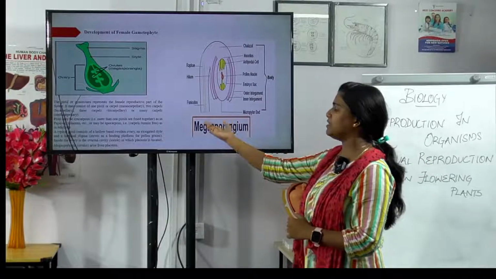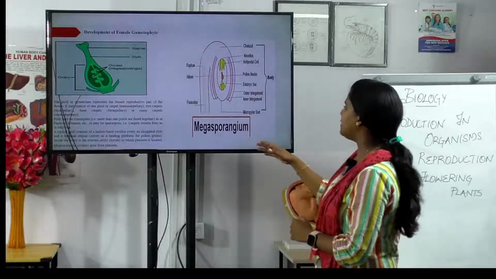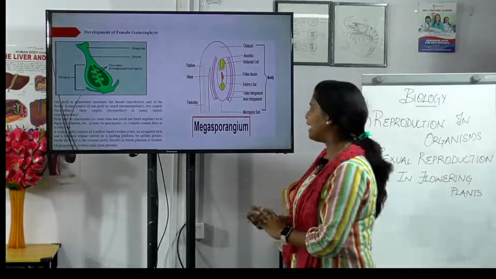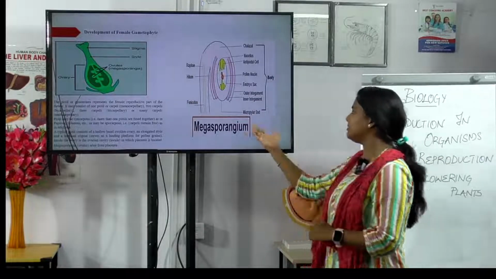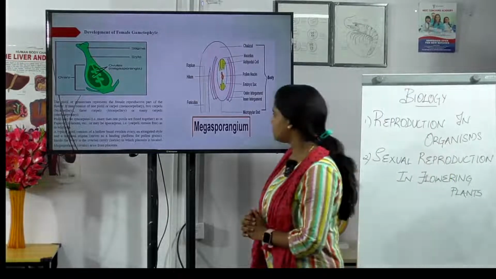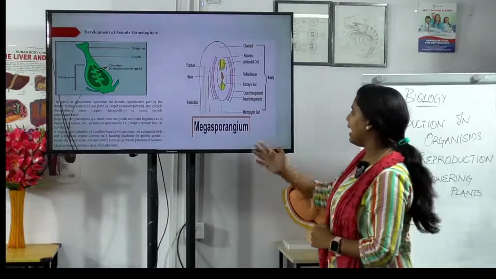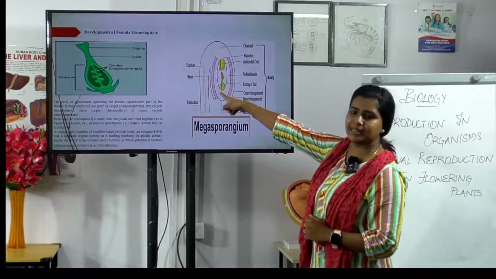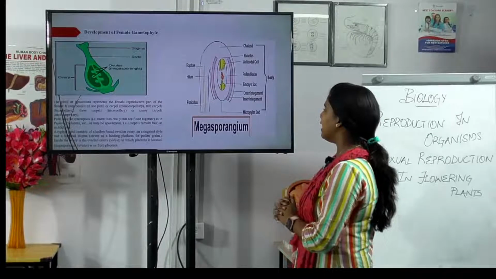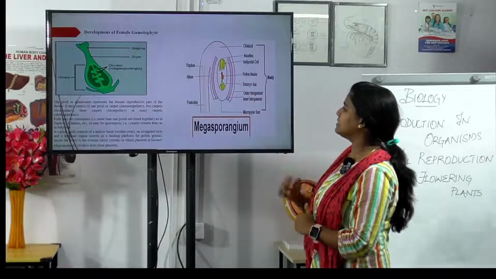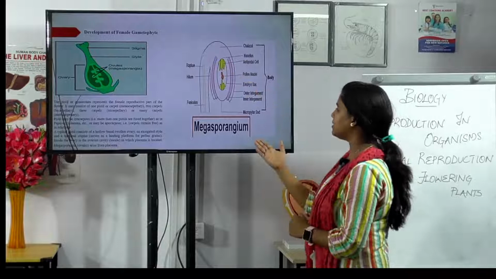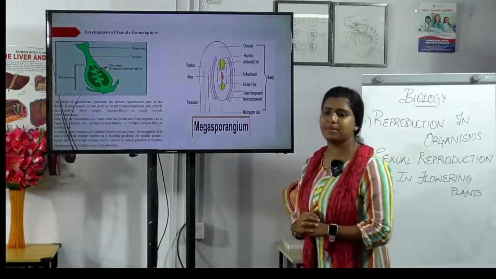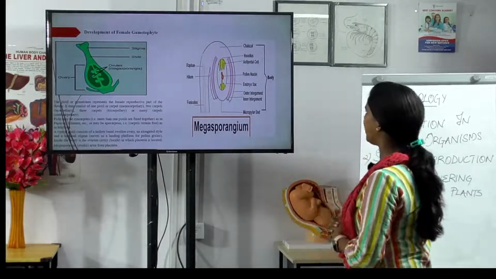Examples are Hibiscus and Solanum. Whereas in apocarpous, many carpels remain free. In which plant? Michelia. A typical pistil consists of a hollow basal swollen ovary, that down part is the ovary, then an elongated style, and a terminal stigma at the top, and a placenta is located inside. Megasporangia arise from the placenta, and this is a megasporangium.